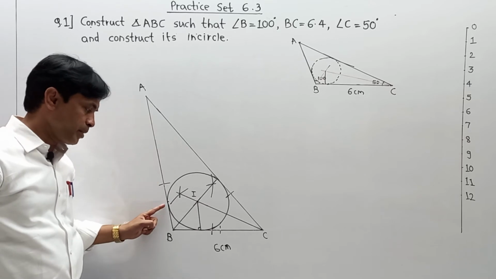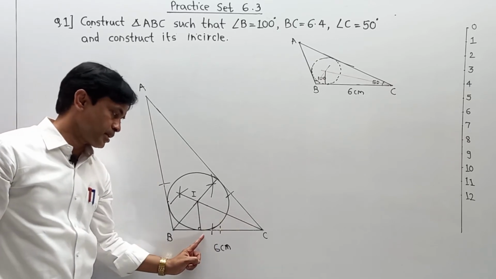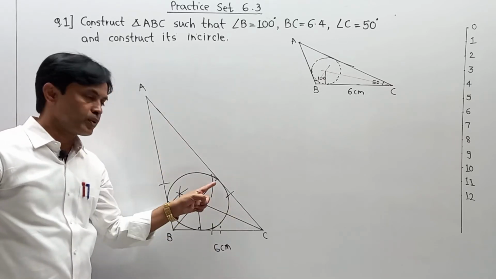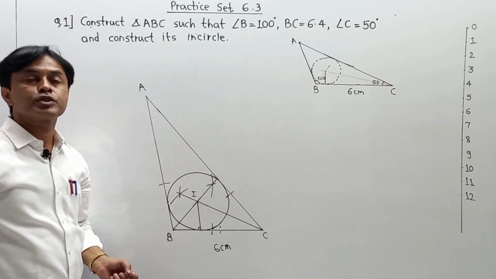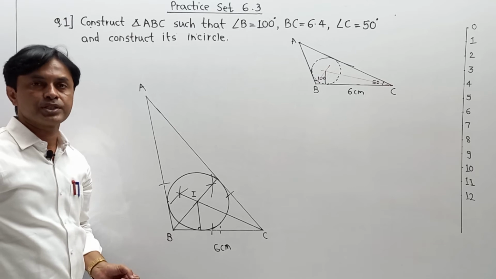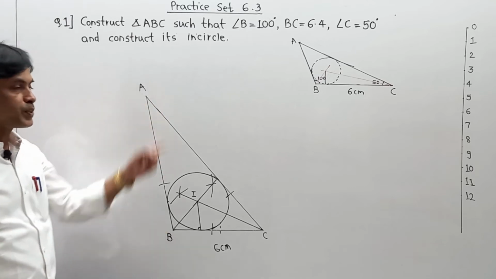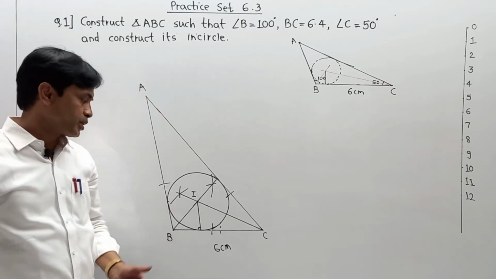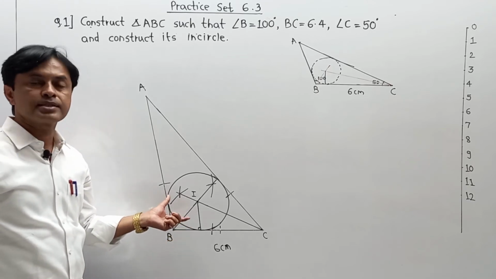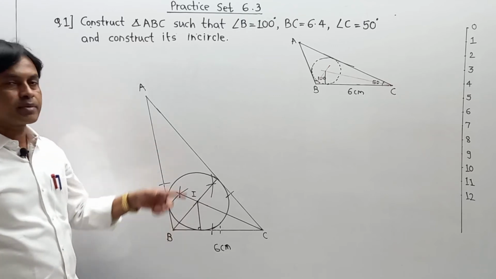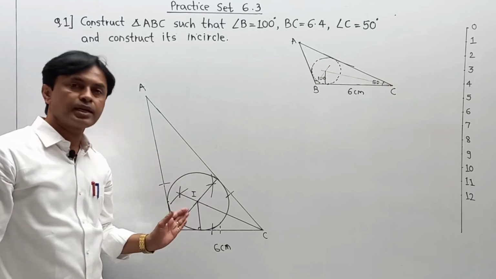It touches the side AB over here, side BC over here, and side AC over here. In short, AB, BC and AC are nothing but the respective tangents for this circle, and in this way you can complete the construction. Students, when you draw an incircle, please take precautions, because drawing an incircle is somewhat critical. A circumcircle you can easily draw, but for the incircle take precautions.